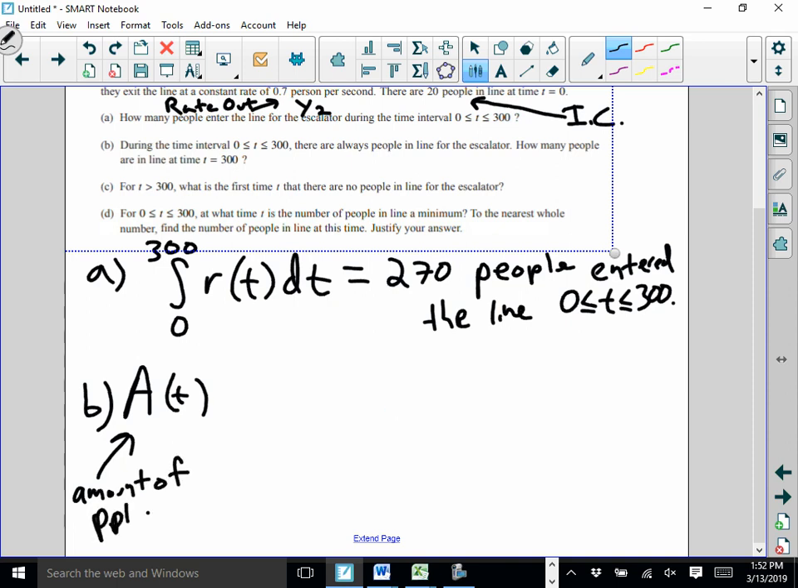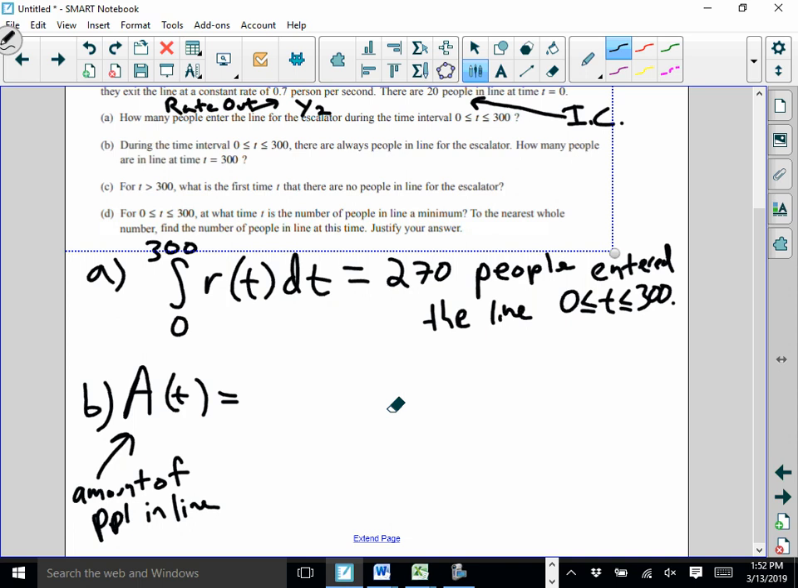At any given time, I can find the amount of people in line by considering three things. So when we want these amounts at certain times, we have to consider three things. First is the initial condition. So first off, I started with 20 people.